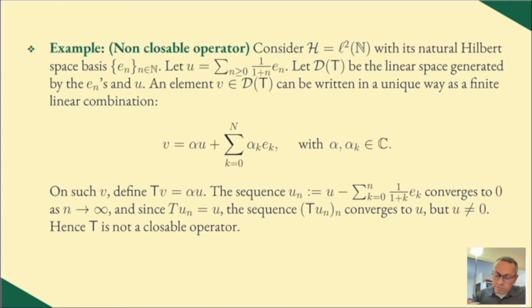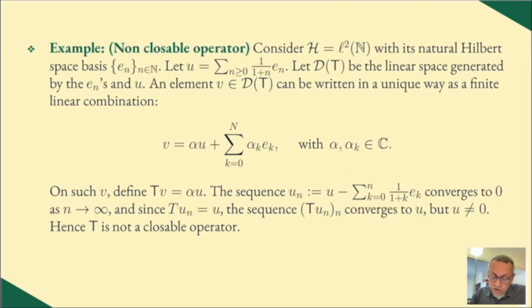Then we will apply the previous criterion on closability. You consider the following sequence. You take u and you remove a finite sum, which is just the first terms in the series that defines u. And of course, as n goes to infinity, this is a vector in the domain of T, and it goes to 0.